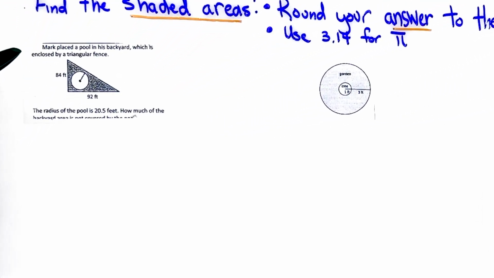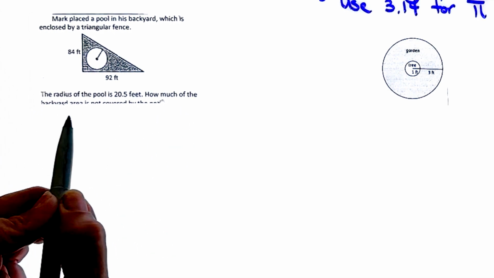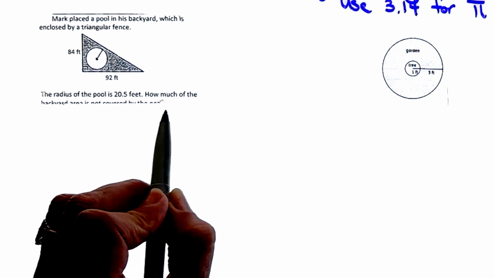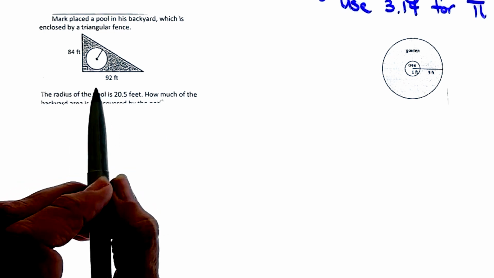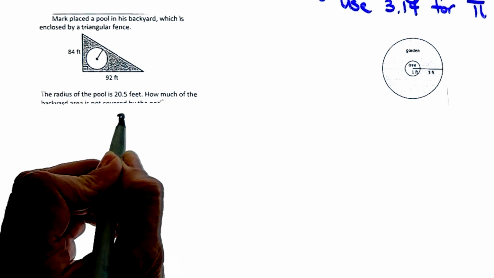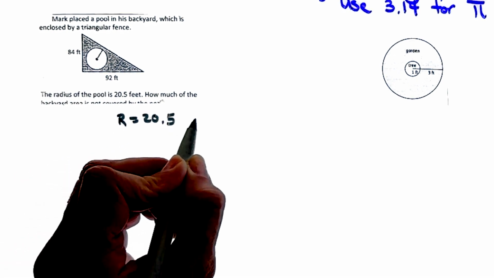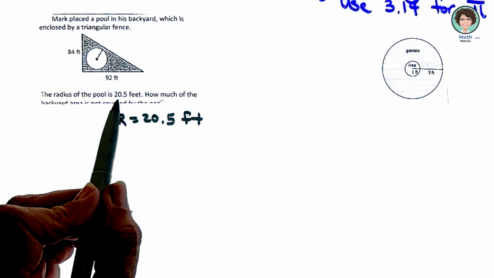Mark placed a pool in his yard, which is enclosed by a triangular fence. Yep, there's our fence right on the outside. The radius of the pool is 20.5 feet. How much of the backyard area is not covered by the pool? I know that you could not see that last sentence, but again, the area not covered by the pool is our shaded area. So that radius of 20.5 feet is going to be important to us when we are finding the area of the circle.